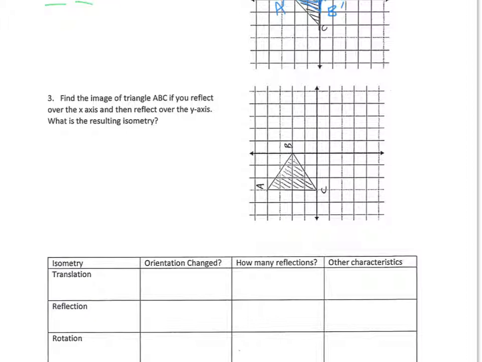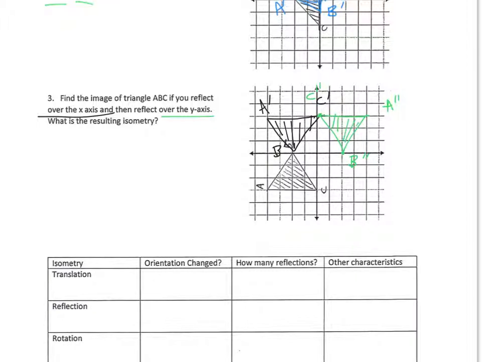And then find the image of ABC if you reflect it over the x-axis. So I'm going to reflect this over the x-axis like this. A prime, C prime, B prime. And then you reflect it over the y-axis. So now we're going to go to the y-axis. So C double prime, A double prime, and B double prime.